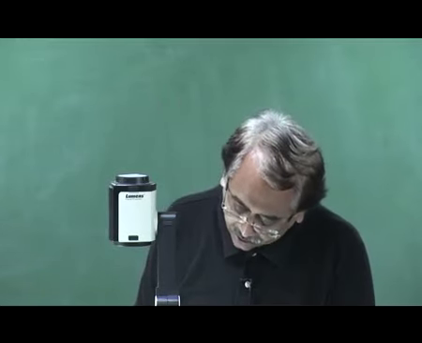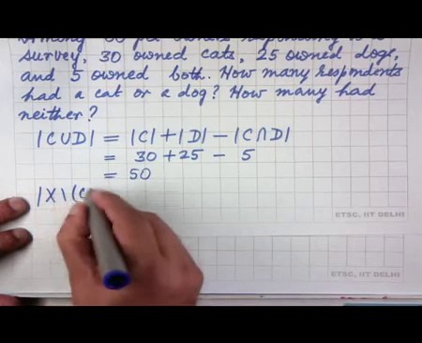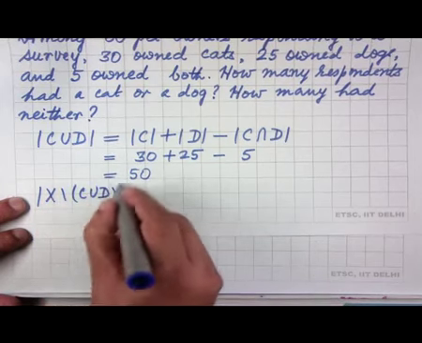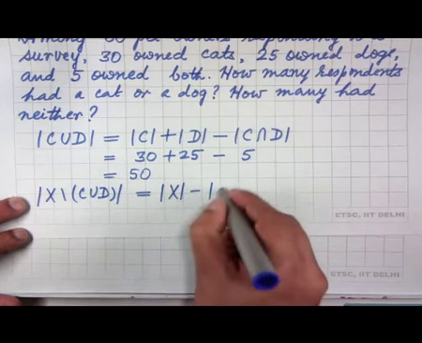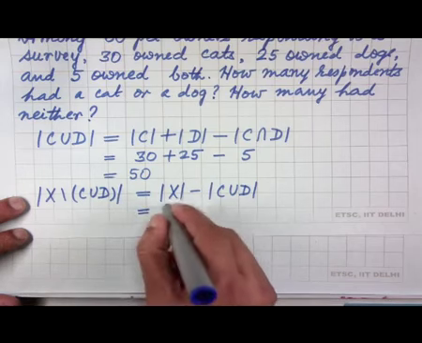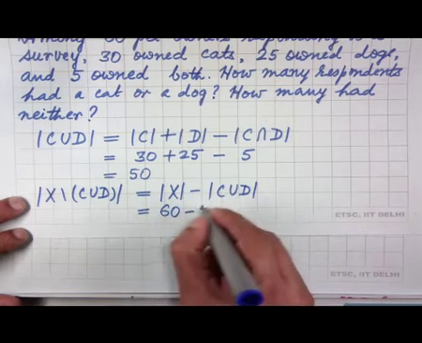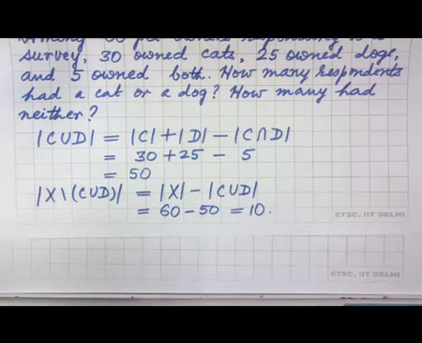What happens to the second part where I needed the complement? This is equally straightforward by the formulae. I write down the number of elements in X minus the number of elements in C union D. I know the number of elements in X to be 60. I've just found the second one out to be 50. And therefore, this is 10. And that answers the second question.